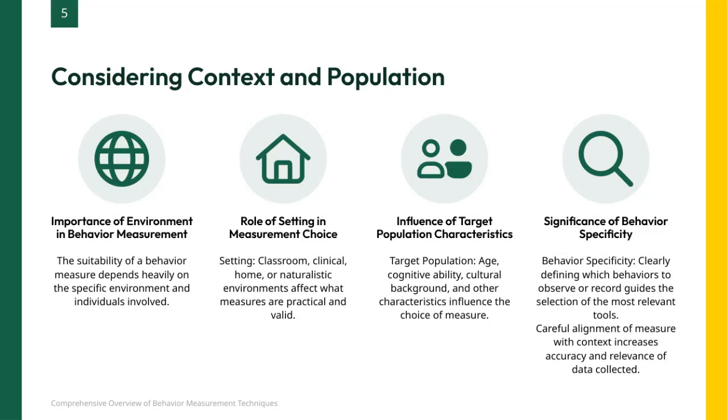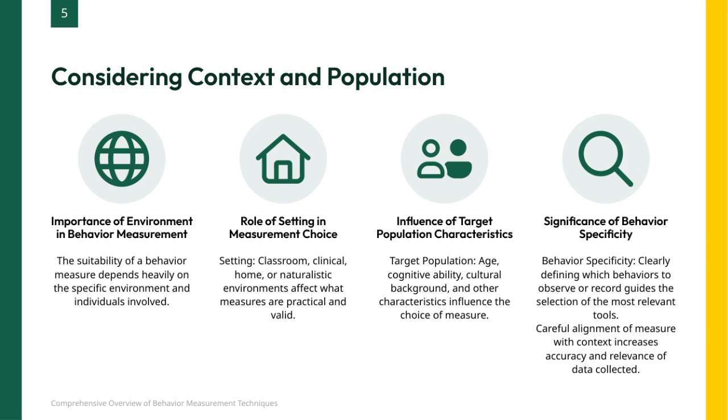When measuring behavior, it's crucial to consider the environment and the individuals involved. The appropriateness of any behavior measure depends a lot on where and with whom you're working. For example, whether you're in a classroom, a clinical setting, at home, or observing naturalistic environments, each setting influences which measures are practical and valid to use. Additionally, the characteristics of the target population are key. Factors like age, cognitive ability, and cultural background can greatly impact the choice of measurement tools. You want to make sure the tools fit the people you're observing.